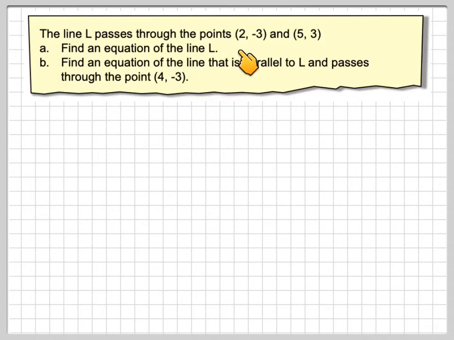The line L passes through the points (2, 3) and (5, 3). Find the equation of the line, and then we'll come back to part B in a minute. So, finding the gradient of the line.